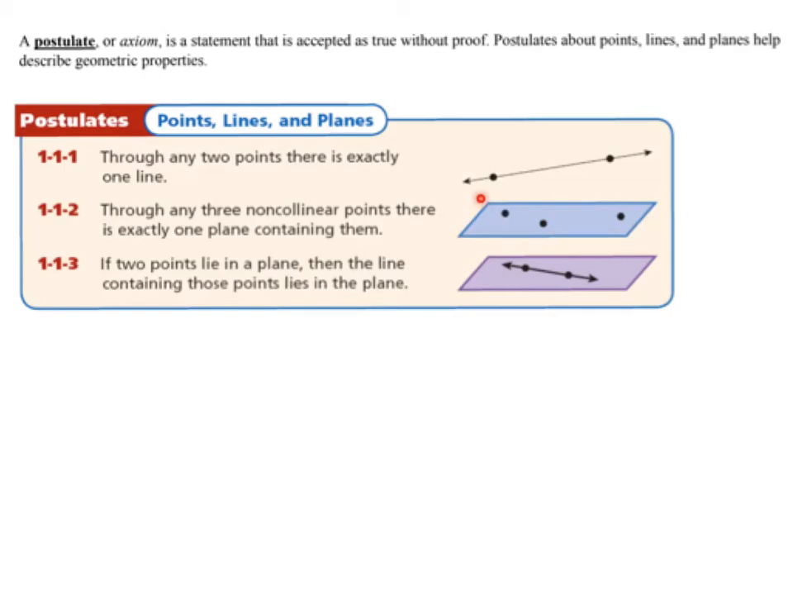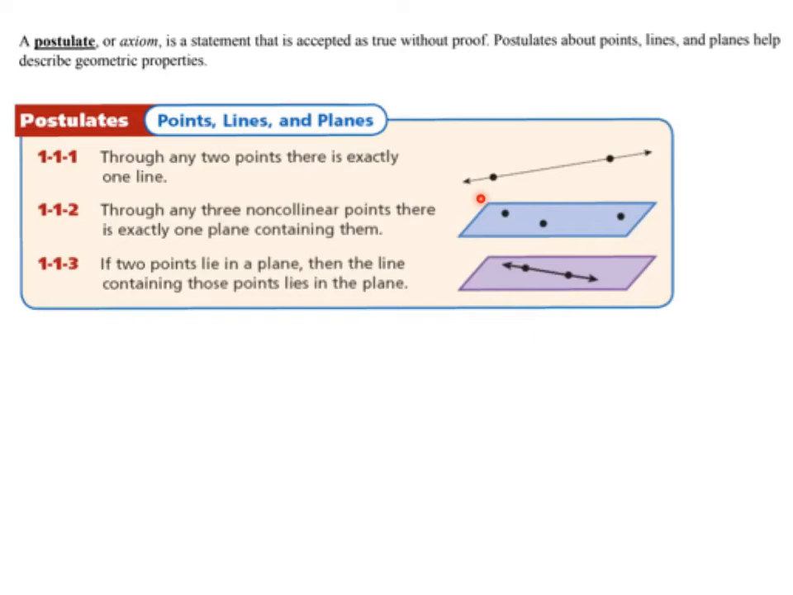Now the next one says 1-1-3, and again, these little numbers 1-1-1 are just based on the specific textbook. These postulates are named based on the chapters in the textbook, so you don't have to harp on what the names of these things are. Just as long as you understand the ideas of these, you're good.